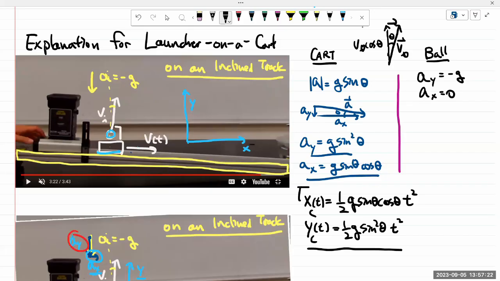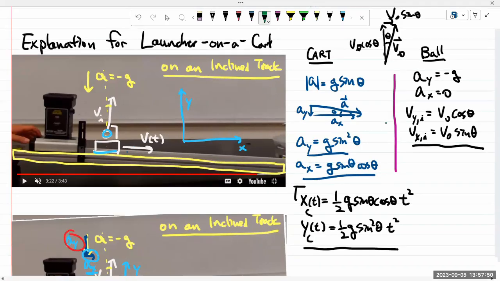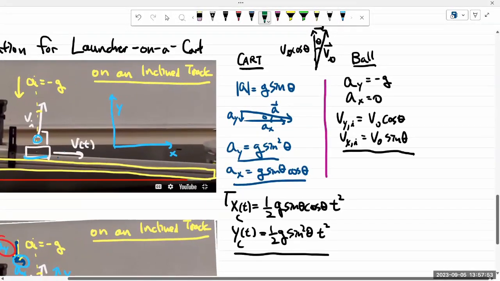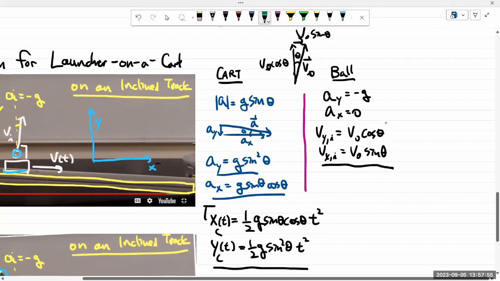And the horizontal component will be V naught sine theta. So my initial y component of velocity is V naught cosine theta, and my initial x component of velocity is V naught sine theta. With that, I think I have enough information to write down the kinematics expression that tells where the ball will be at some arbitrary time in the future.